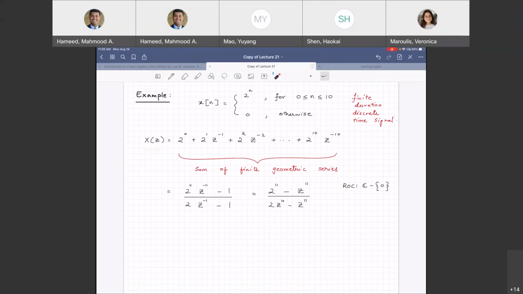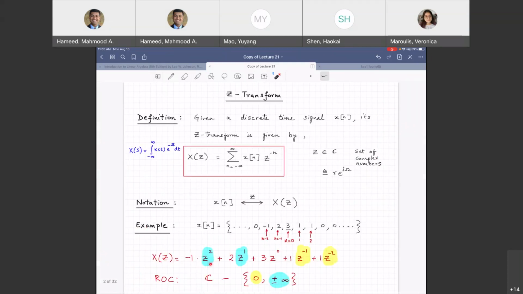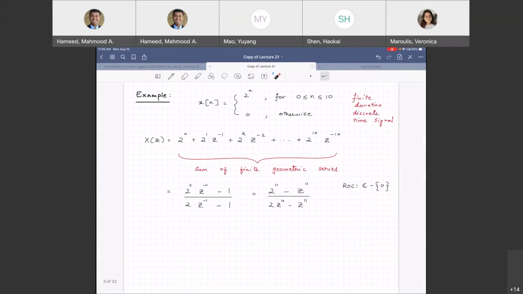What is X of z going to be? Exactly the same way as we did before. We will take each value of x of n and multiply with increasing powers of z, right? So like we did z to the -2, we did z to the +2, +1, -2. So the z power was actually decreasing as we increased n. That's what we are going to do for this. So we have 2 raised to 0, z to the -1, z to the -2, so on up to z to the -10. They are all getting multiplied by increasing powers of 2 because that's what our x of n is.